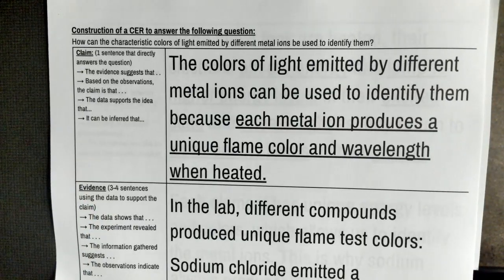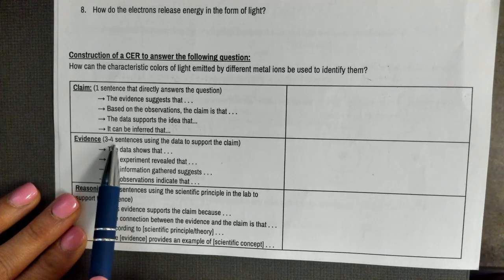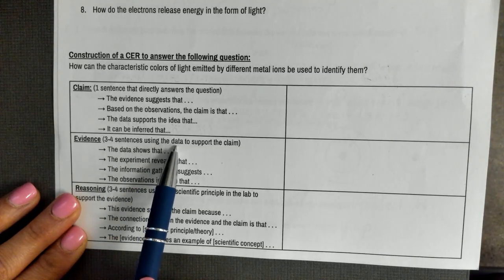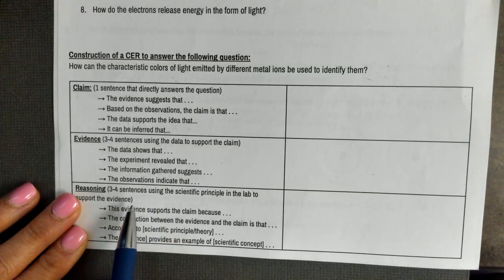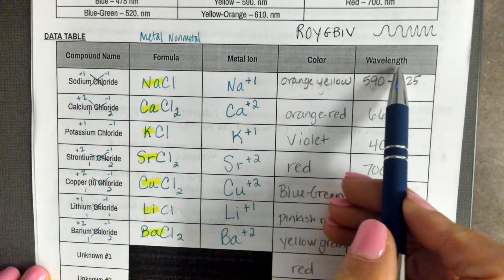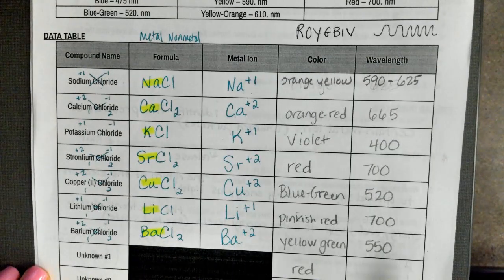So when you are doing your evidence, I'm looking for 3 to 4 sentences using the data to support the claim. Your data always comes from your data table. I'm looking for numbers or any other information that was in your data table. So in this lab, the information I'd be looking for would be color and wavelength. Now we took a lot of data in this lab. You do not have to use all of your data. I would use at least 3 metals data in this lab to support your claim.